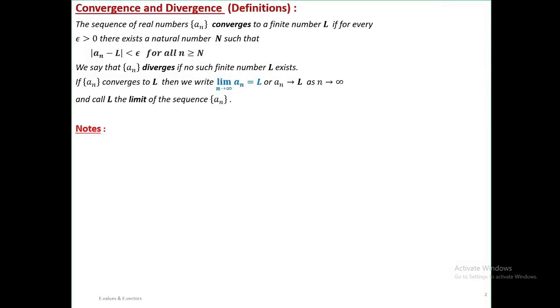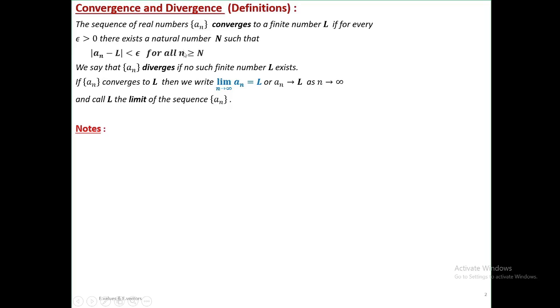So in the last lecture we have seen the convergence and divergence definition. The sequence of real numbers an converges to a finite number L, it should be a finite number, if for every epsilon greater than 0 there exists a natural number N such that modulus of an minus L is less than epsilon for all n more than or equal to N. What is meant by this n more than or equal to N?